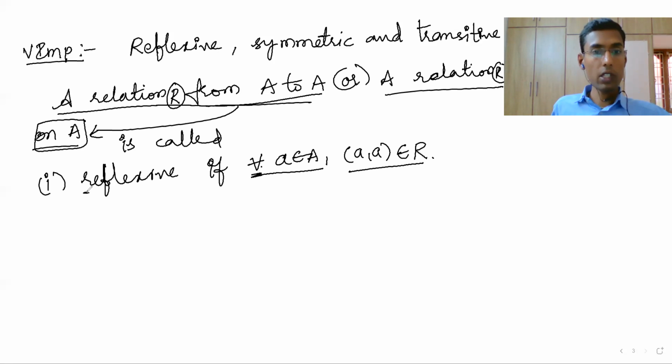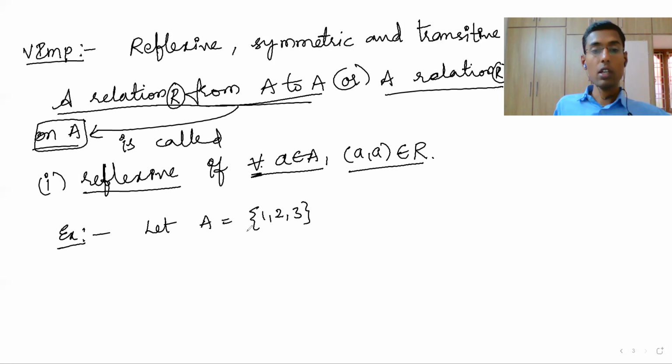Now, reflexive relation, I will discuss. For example, let A equal to 1, 2, 3. You understand? Only A I should write. B I need not give. Why B I need not give? Because here we are discussing a relation from A to A, on A. Only A is required.